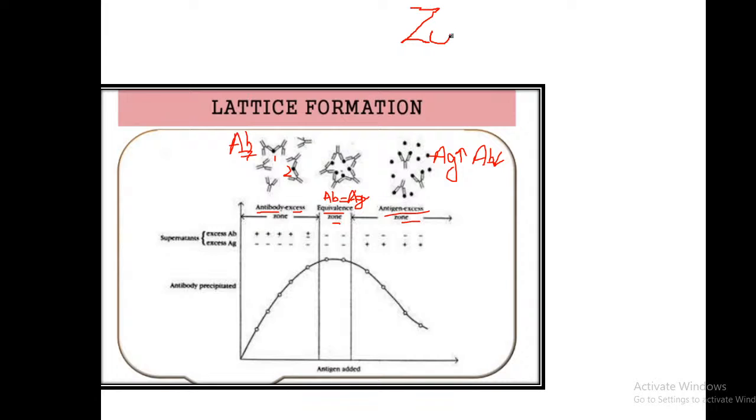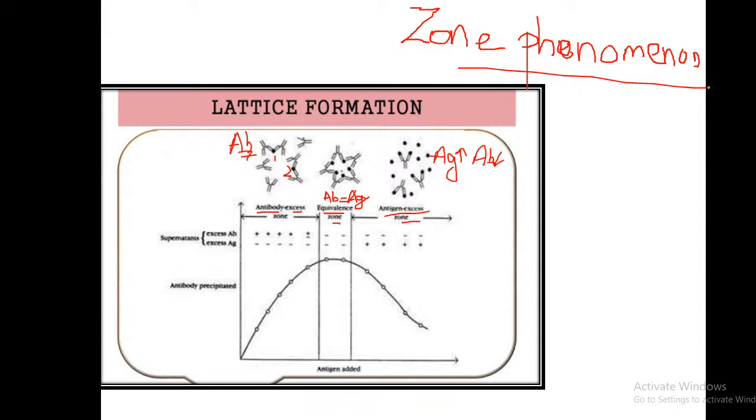Zone phenomenon. Zone phenomenon means antigen and antibody. Zone phenomenon shows the interaction between antigen and antibody in aqueous solution, which forms a lattice. Lattice means network. രണ്ടുപേരും കൂടെ interact ചെയ്തിട്ടൊരു network form ചെയ്യുന്നത്.